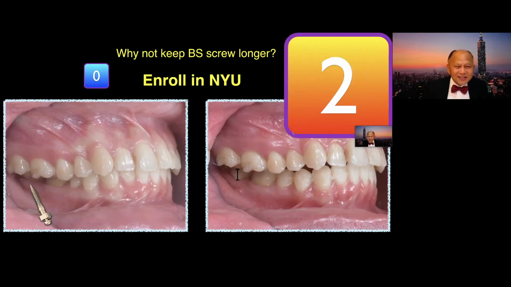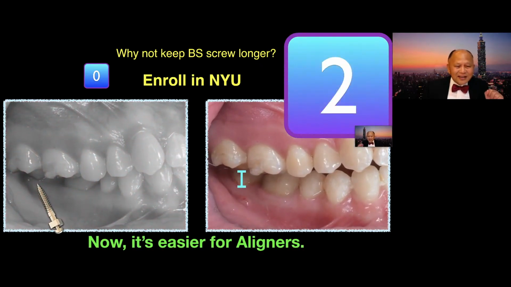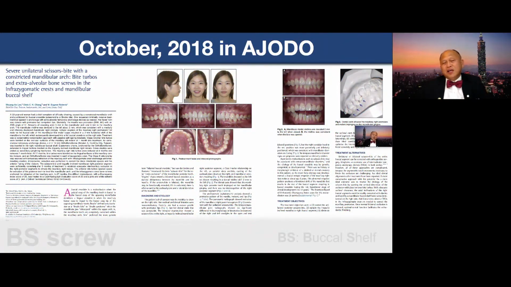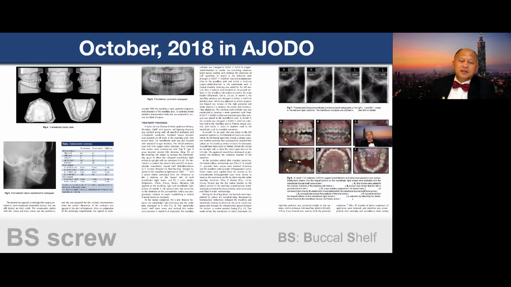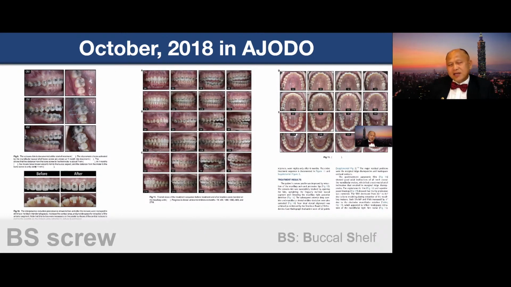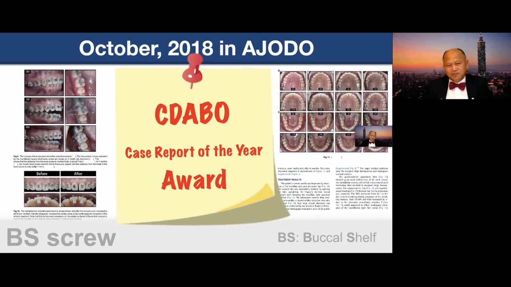So 2 months, look at that, amazing. Did you see the second molar? Now we can see the lower second molar. Huge improvement in just 2 months. If you want to learn more about this approach, we published in AJODO 3 years ago, and the mechanic was to use buccal shelf screw to upright the posterior crossbite in conjunction with biterable.